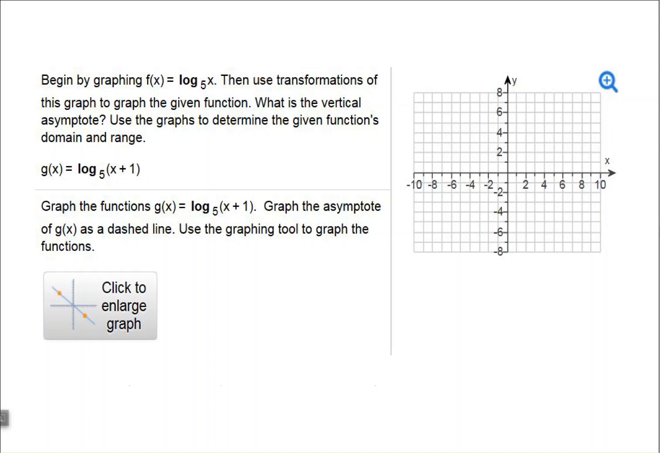Okay, now this is the same graph as the one on the previous page, with the exception of this x plus 1. That means we have a transformation, or a translation, here. And remember that plus 1 within the function of x means that we have a horizontal translation. And since it's plus 1, that means we're going to move to the left one place.